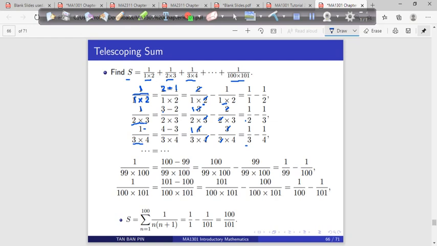Continue in this way, you observe that for the second last fraction, 1 over 99 times 100, you write 1 as 100 minus 99. And then you split it into two fractions. 100 cancels, giving you 1 over 99. Then 99 cancels, giving you 1 over 100. And same thing for the last one, you split it, then it gives you 1 over 100 minus 1 over 101. You are going to sum them.